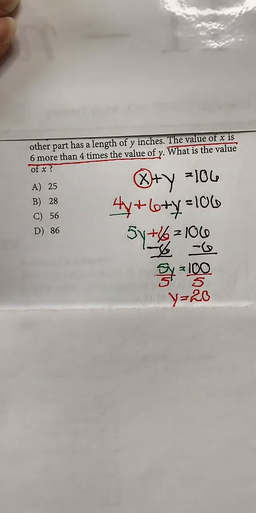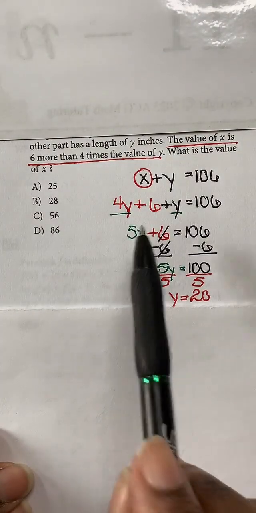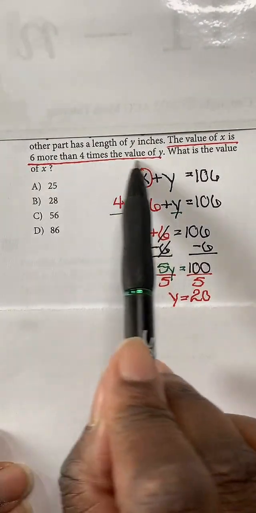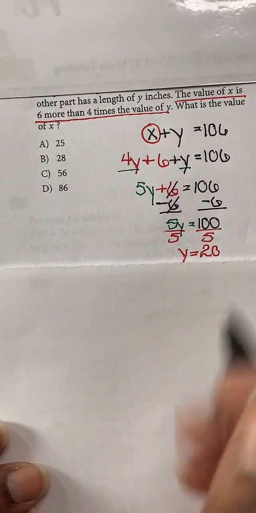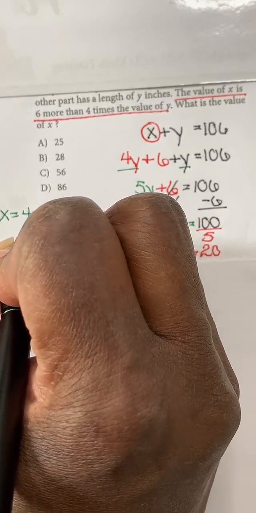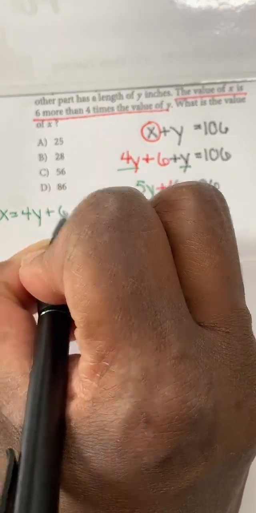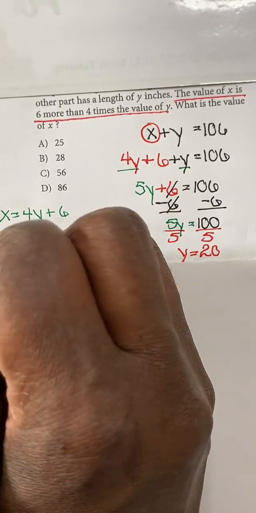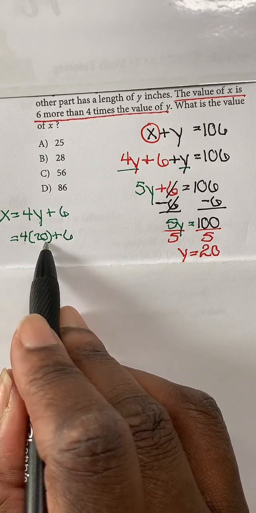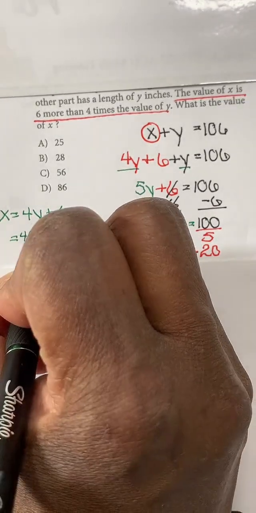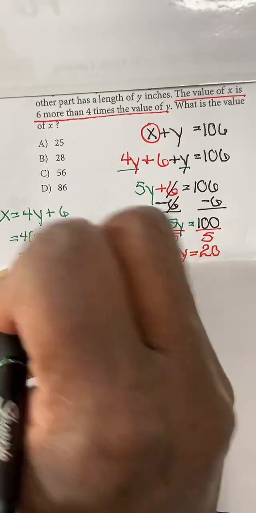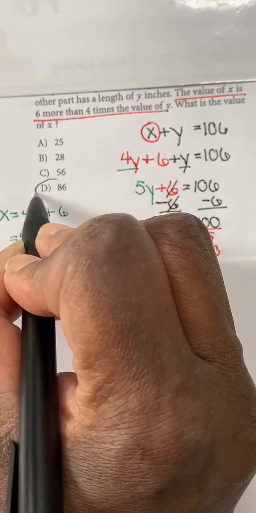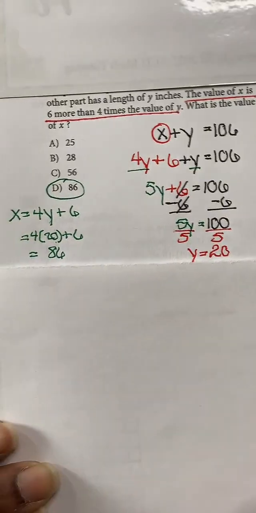So we could do this one of 2 ways. One way is to use the expression that we got, which was up here, and I'm going to put it off to the side, which we were saying that x is 4 times your y plus 6. We could substitute this 20 for that y. So you got 4 times 20 plus 6. And we know that 4 times 20 gives me 80. Plus 6 gives me 86. Okay, which does give us our answer choice D. That's one way of doing it.